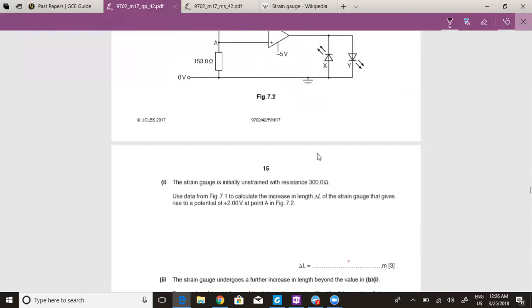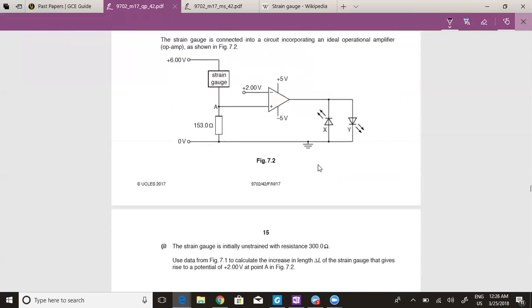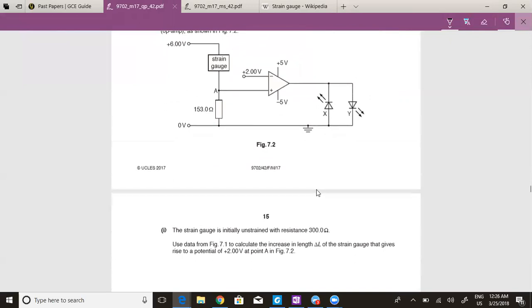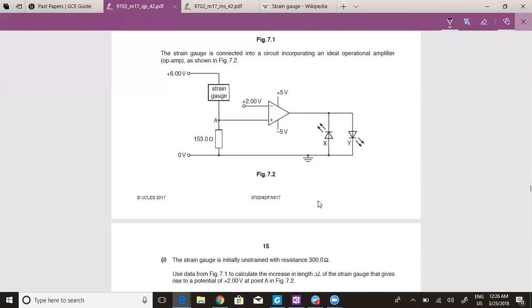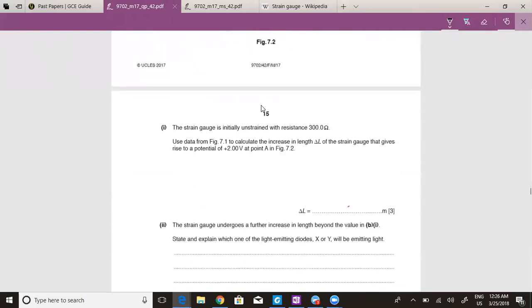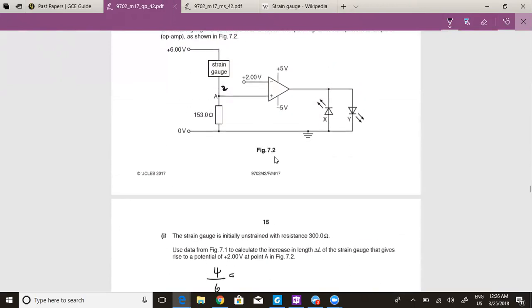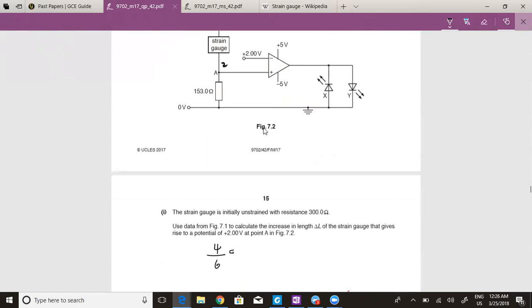So let's see what happens. The strain gauge is initially unstrained with resistance 300. You have to use the data from 7.1 to calculate the increase in length delta L of the strain gauge that gives rise to a potential of 2 volts at A. So अगर A पे potential 2 volt हो गया है, that means strain gauge के ऊपर कितना गया होगा? 4 of the 6. ठीक है? And that it divides in the ratio of the resistance.